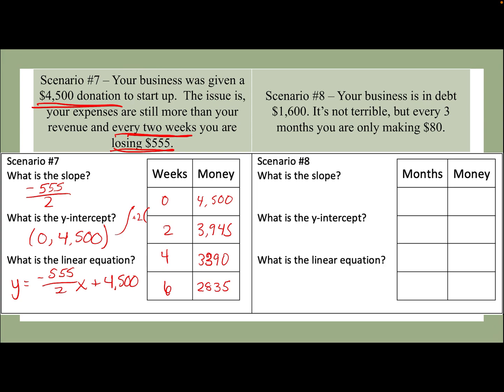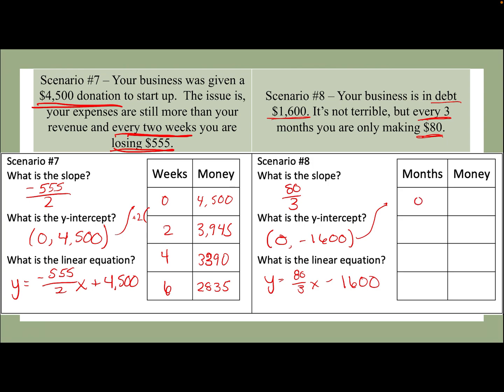And then scenario 8, your business is in debt $1,600. It's not terrible, but every 3 months you're only making $80. Again, my slope, I have every 3 months and $80. So I have 80 over 3. And again, that gets me another decimal, so I'm going to leave it as that. My y-intercept, I'm in debt. So I'm 0, comma, negative 1,600. My linear equation, y equals 80 over 3x minus 1,600.